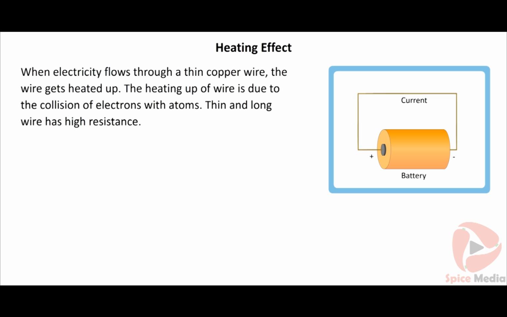Do you know how? Electricity is due to the flow of charged particles such as electrons. When electrons are flowing inside the conducting wire, they are obstructed by atoms present in it. This obstruction for the flow of current is called resistance, which causes the emission of heat. Thin and long wire has high resistance. Therefore, thin wire produces more heat.